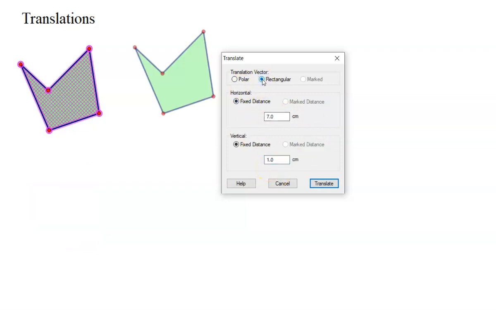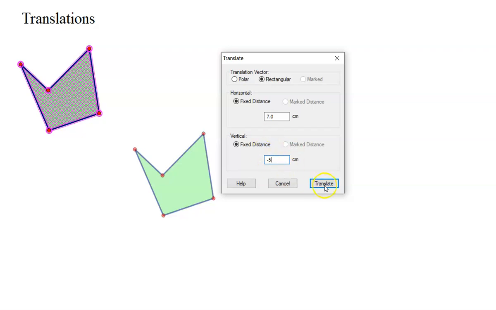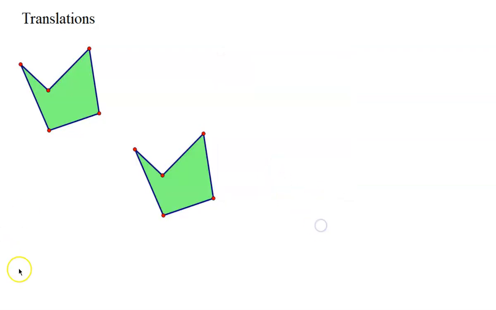Another way is by saying how far to the left and right and how far up and down. So that's horizontal and vertical. This is saying I want to go 7 horizontal, which means to the right, and I went 1 up. I could make it go 7 right and 3 up, or I could make it go 7 right and 5 down. Now let's talk about the other characteristics we talked about for reflections.